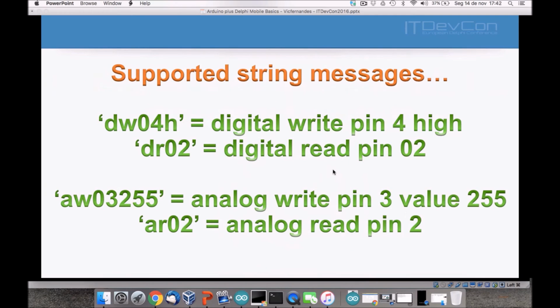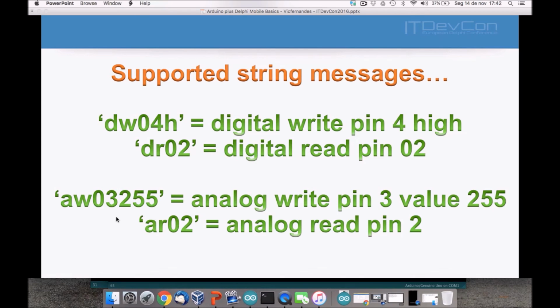So what I suggest is the following. Let's say I want to control pin number 4 and send a digital write message with a value of high. So we suggested a string protocol. Digital write 04, where 04 is the pin and H is the value I want to send to pin 4. Digital read, if you want to read a digital value, in what pin? Pin 2. And it will reply whether the state of pin 2 is 0 or 1, low or high. If you want to use analog pins, you can do analog write 03.